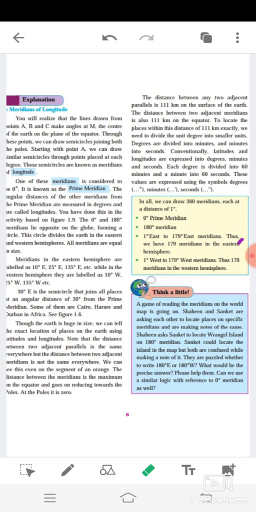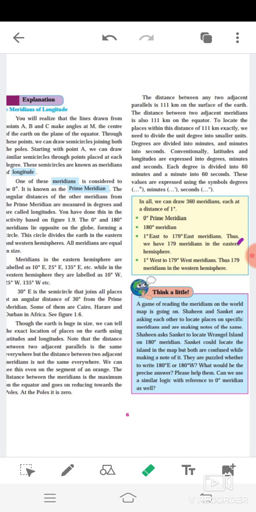So let's start. Though the earth is huge in size, we can tell the exact location of places on the earth using latitude and longitudes. Note that the distance between two adjacent parallels is the same everywhere, but the distance between two adjacent meridians is not the same everywhere. We can see this even on the segments of an orange. The distance between the meridians is the maximum at the equator and goes on reducing towards the poles. At the poles it is 0.